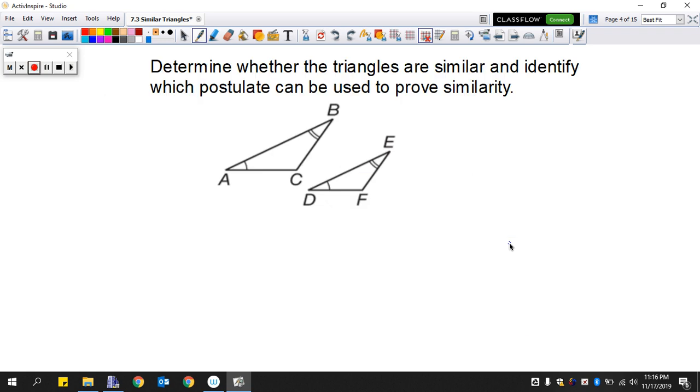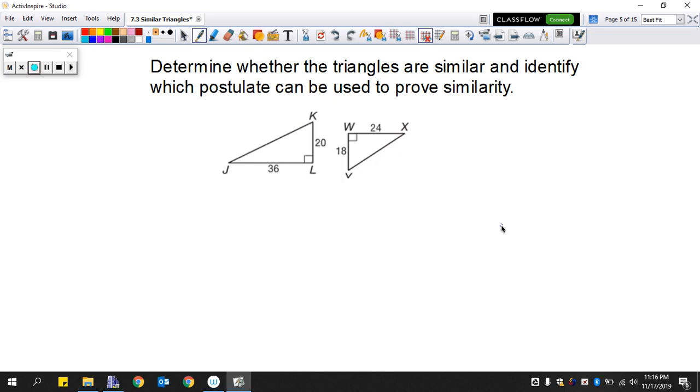Determine whether the triangles are similar and identify which postulate can be used to prove similarity. Here we can see this angle and this angle are congruent, and this angle and this angle are congruent. So these are similar by angle-angle.